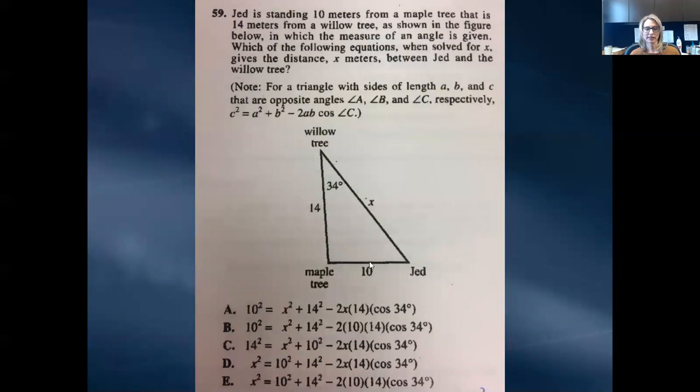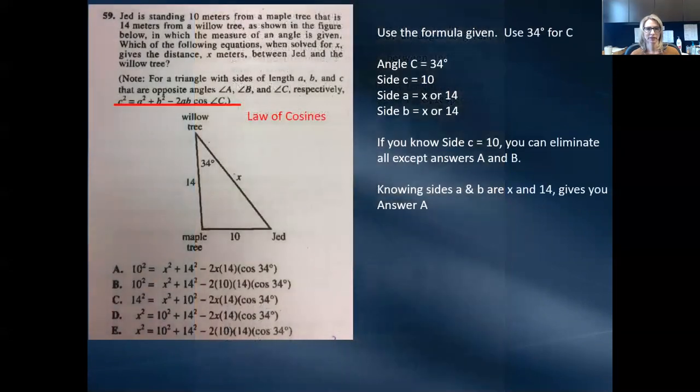So since this is C, x and 14 will be A and B, and it doesn't matter which one you choose for which. So we've got x squared plus 14 squared. So far, those are the same, minus 2 times x times 14, or this one says 10 times 14. So they plugged the C in there, and it's really supposed to be 2AB. So this one is the correct one, A. So this one just required you to plug things into the right spot. You don't actually really have to work that out using your calculator.